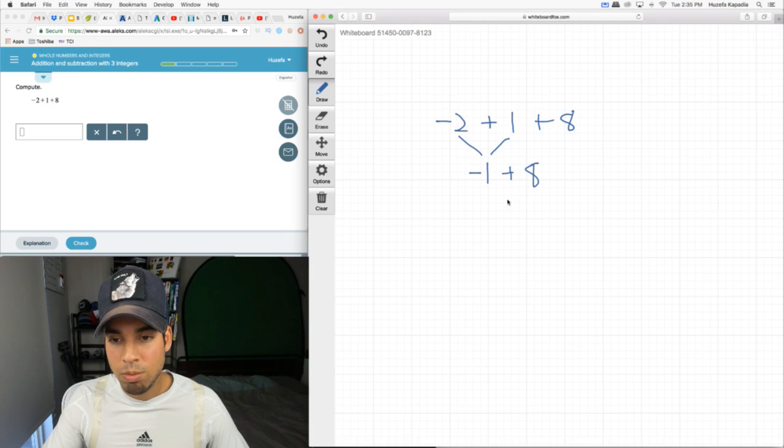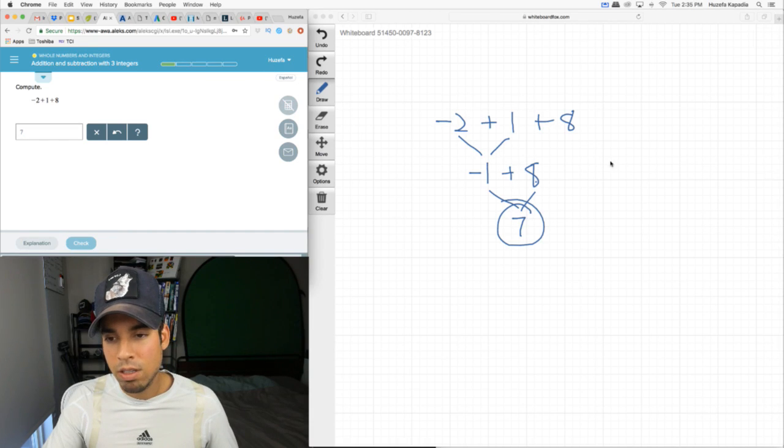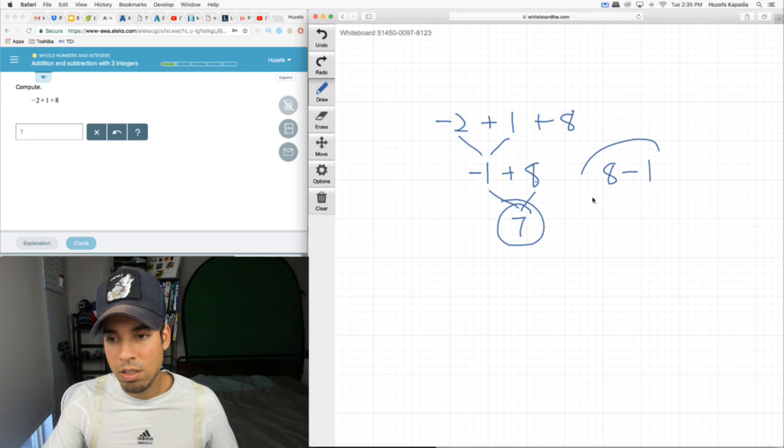And then we have a negative 1 plus 8, still a negative and a positive, so it's subtraction. 8 minus 1, which is 7. But there's more positive here, so the positive wins, and it's a positive 7. We could also write 8 plus negative 1 as 8 minus 1. It's the exact same thing.